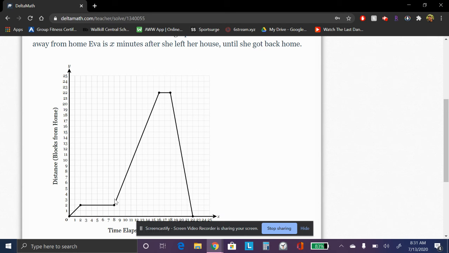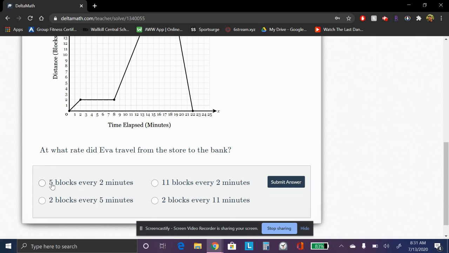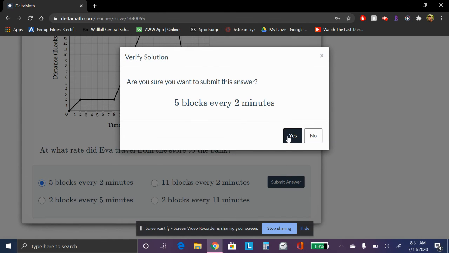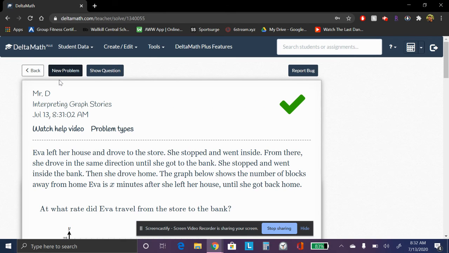So we have to go up 1, 2, 3, for 5 over 2. So it went up 5 blocks over 2 to get to that next point right there. So 5 blocks every 2 minutes. All right. So that'll be the last one we do.